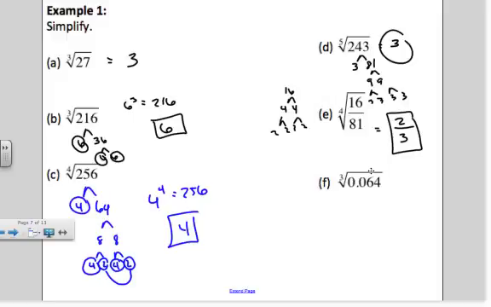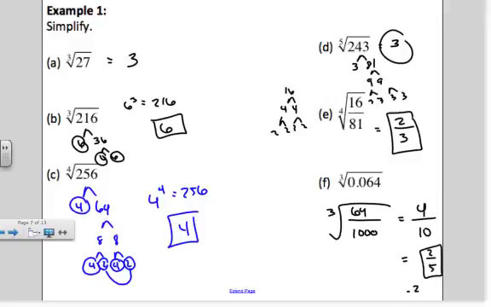All right, now let's look at this. The cube root of 0.064. Well, it's hard to do decimals, so I'm going to write it as a fraction. That's 64 1000ths. Well, the cube root of 64 is 4, and the cube root of 1,000 is 10. So this simplifies to 4/10, which is 2/5, or 0.4.